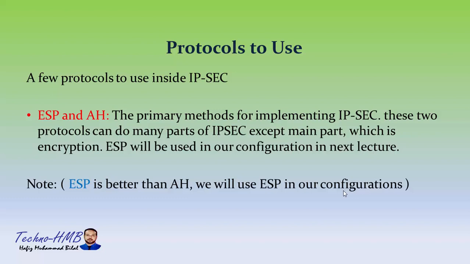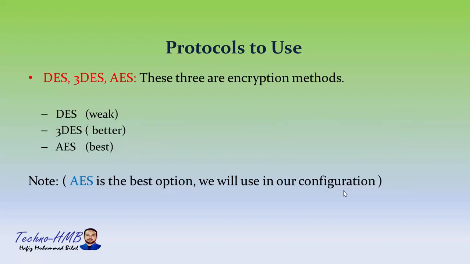The next thing is DES, triple DES, AES. These are three encryption methods most commonly used. DES, it's a weak encryption method. Triple DES, it's a better one than DES. AES, it is the best of all these. AES is the best option we will use in our configuration.